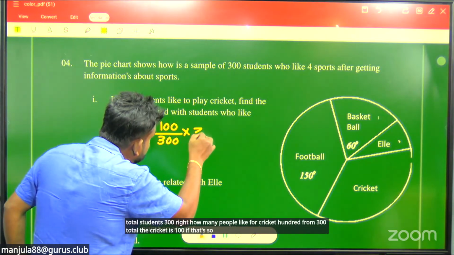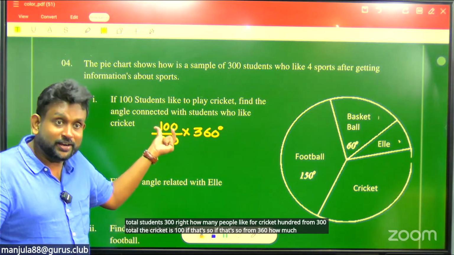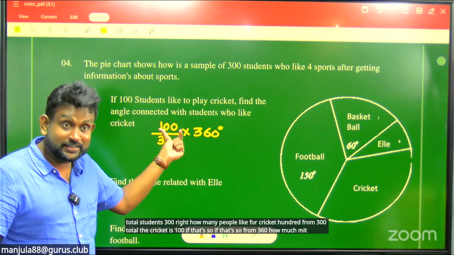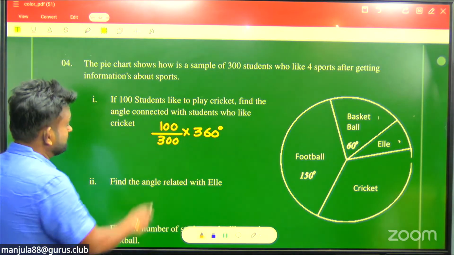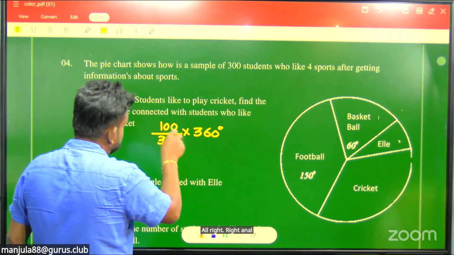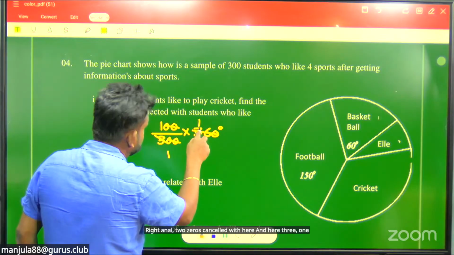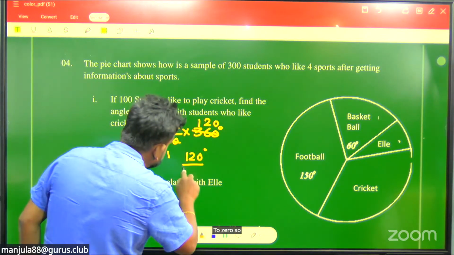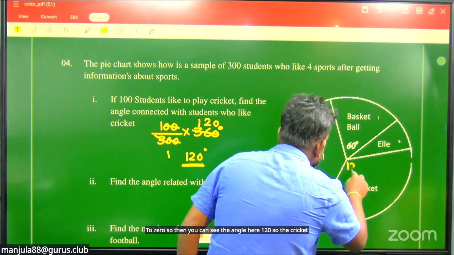If that's so, from 360, how much? If 100 students out of 300, then for 360 how much? Right. Two zeros cancelled here and here, so you can see the angle here is 120. So the cricket is 120 degrees.